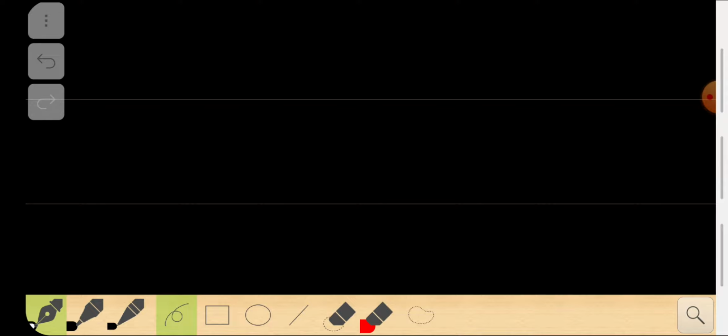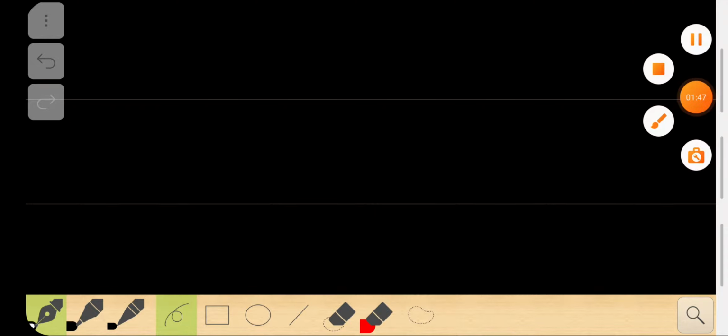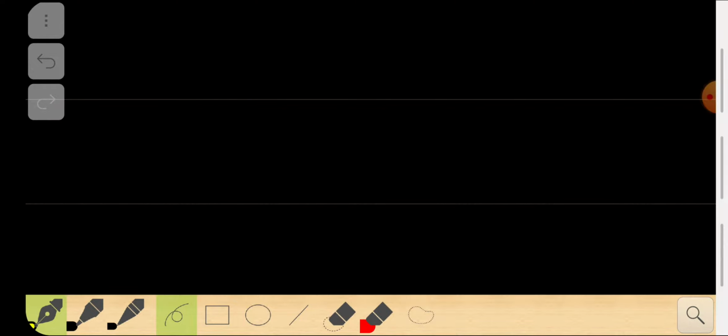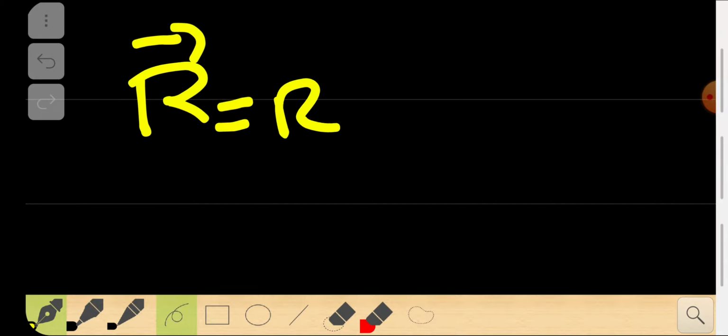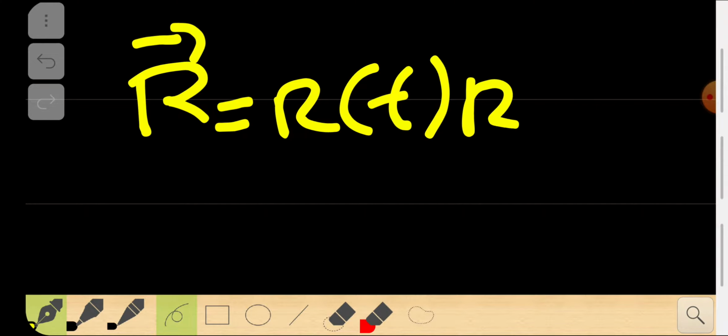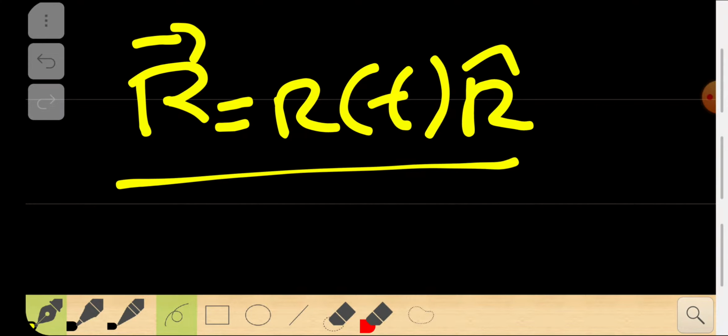So this is a fresh start for a fresh topic, which is very useful for finding the trajectory and the different aspects of motion for particles moving in non-circular paths. So far we have learned that a vector r can be written as r of t times r cap, a basic representation of a vector.